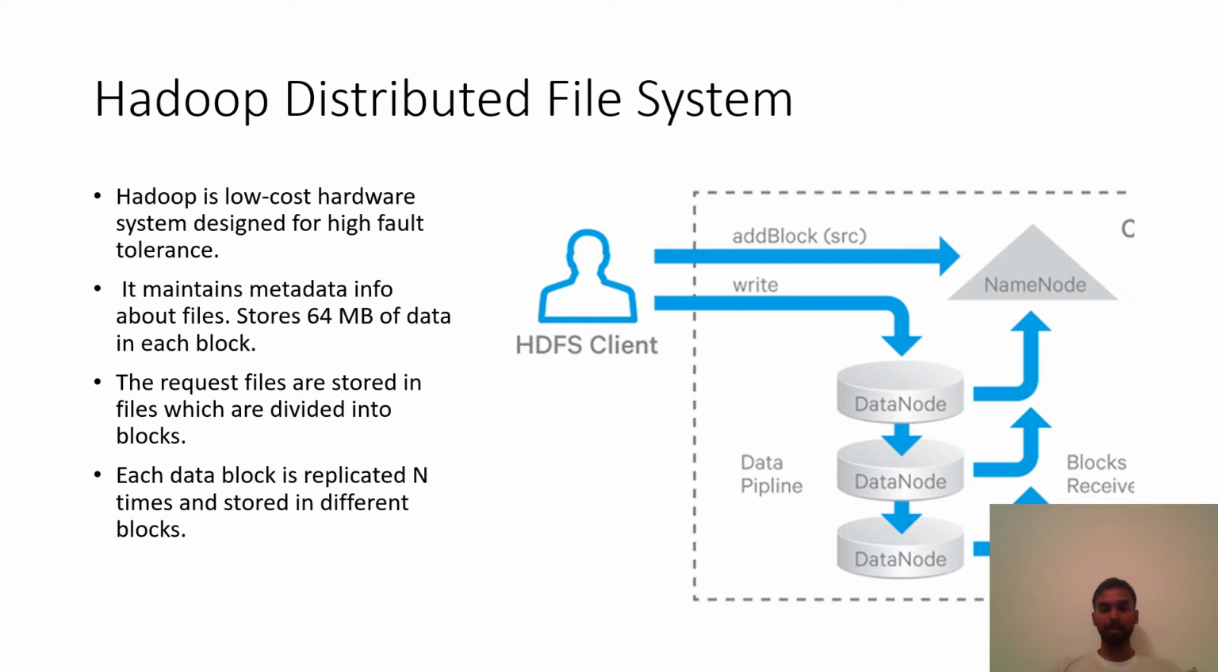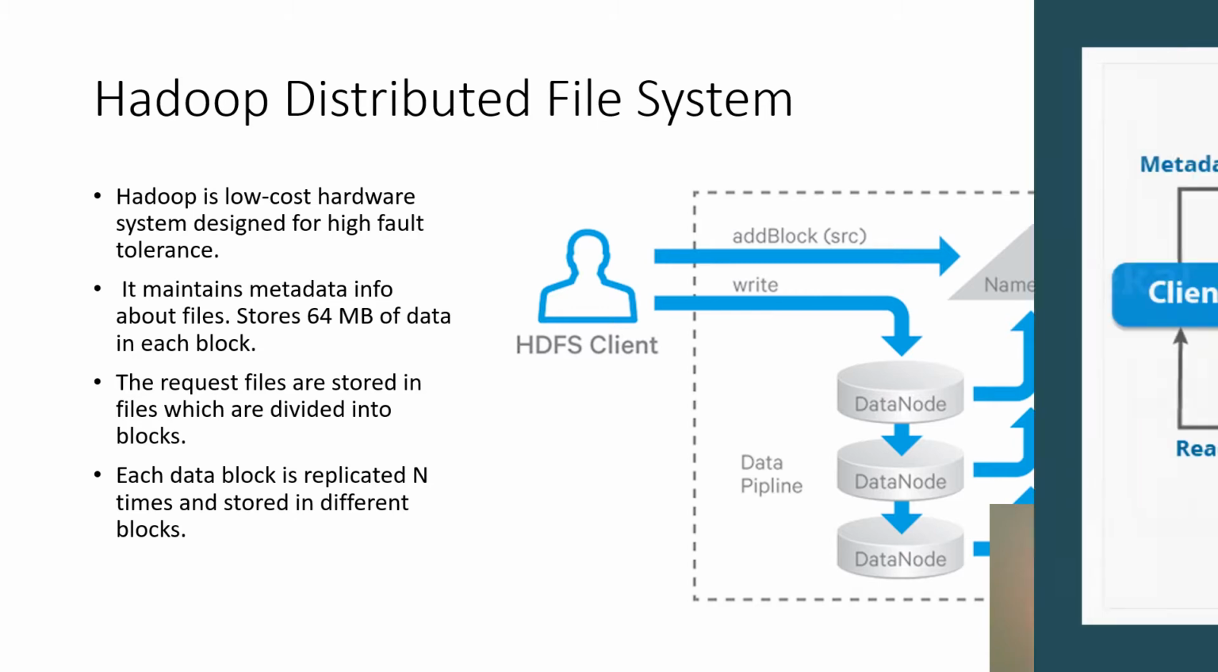When a client requests to write data, a message is sent to the name node, and the name node assigns the data to the data nodes, and the data is stored in different data nodes in a data pipeline. Each request is divided into blocks, and each block is stored at different data nodes, and all the blocks are received by the name node whenever the client requests it to process.